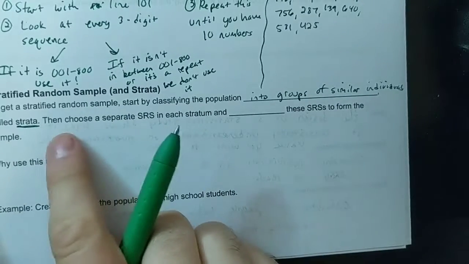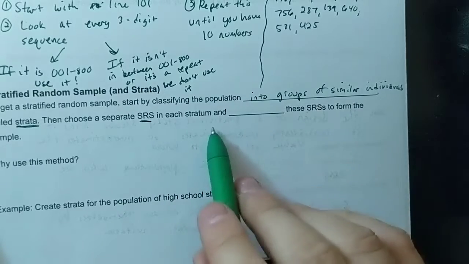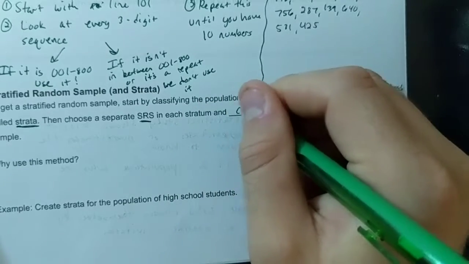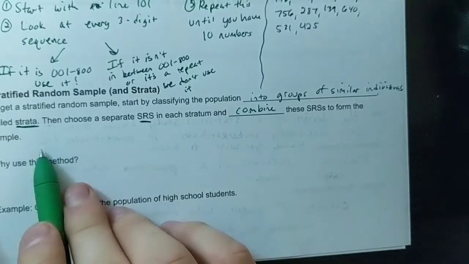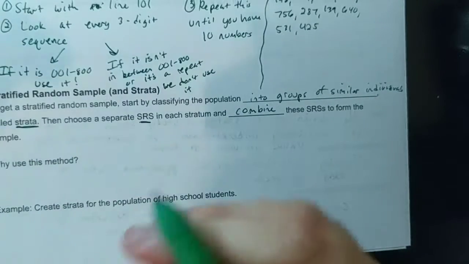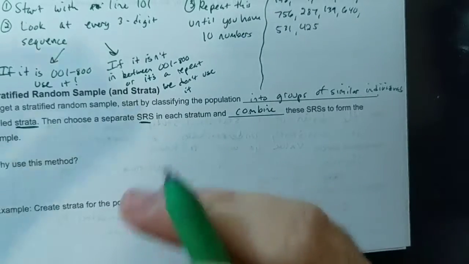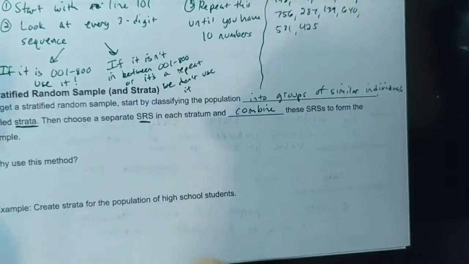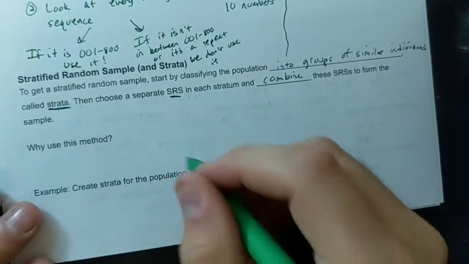Then we're going to choose a separate simple random sample in each stratum and combine these simple random samples to form the sample. So you split the population into strata, then you do a simple random sample of each strata, and then you take all the samples, combine them together. Why do we use this method? So there's a couple reasons.